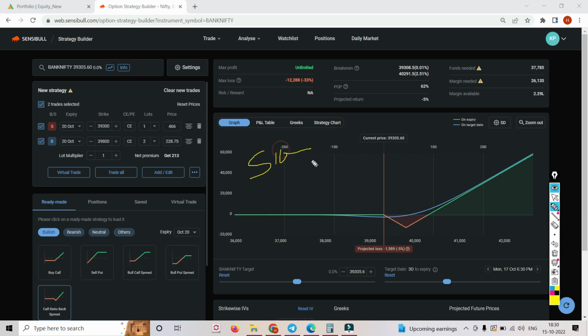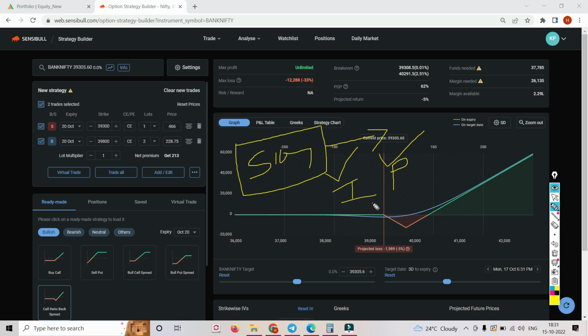This helps me a lot. I would say from the last 1.5 months, 2 months, you guys are looking at my Telegram channel, wherein I'm playing with this back ratio spread. I can play this back ratio spread independently, and I'm also deploying it to balance my positional trades.